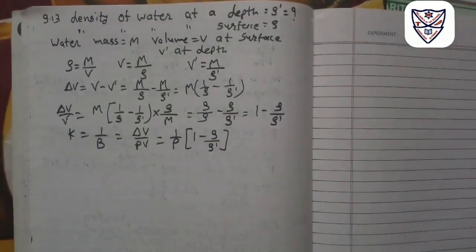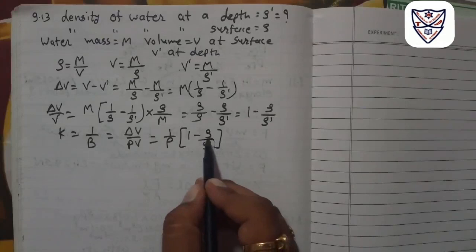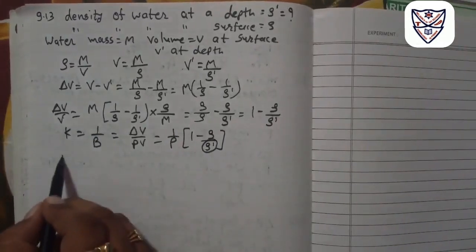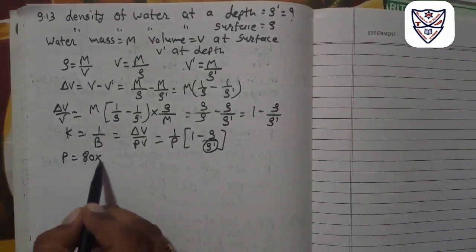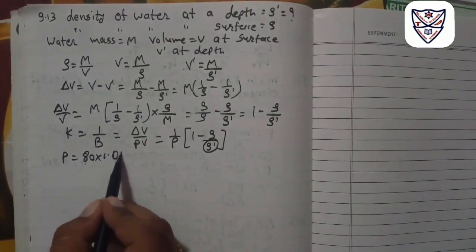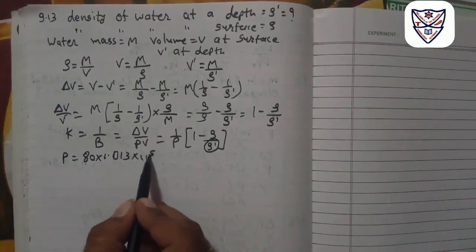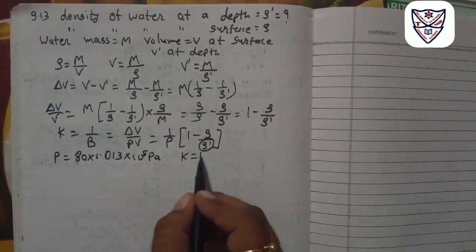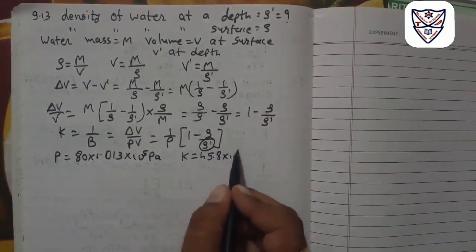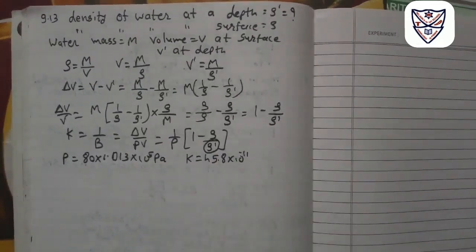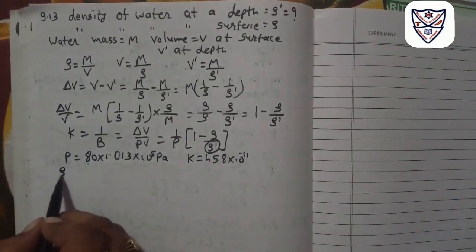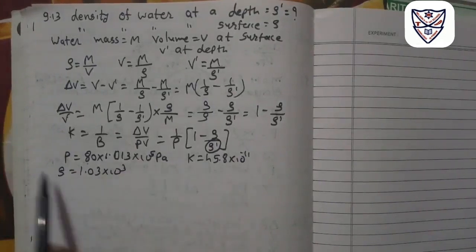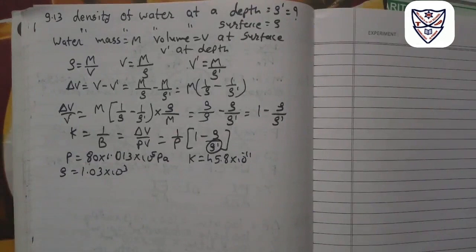Now by putting all the values we can subject rho dash, because see we have pressure is 80 atmosphere, so 80 into 1.013 into 10 raised to 5, that is in Pascal. Compressibility is also given, K is equal to 45.8 into 10 raised to minus 11. Then density 1.03 into 10 raised to 3. So by putting all the values we can get rho dash.